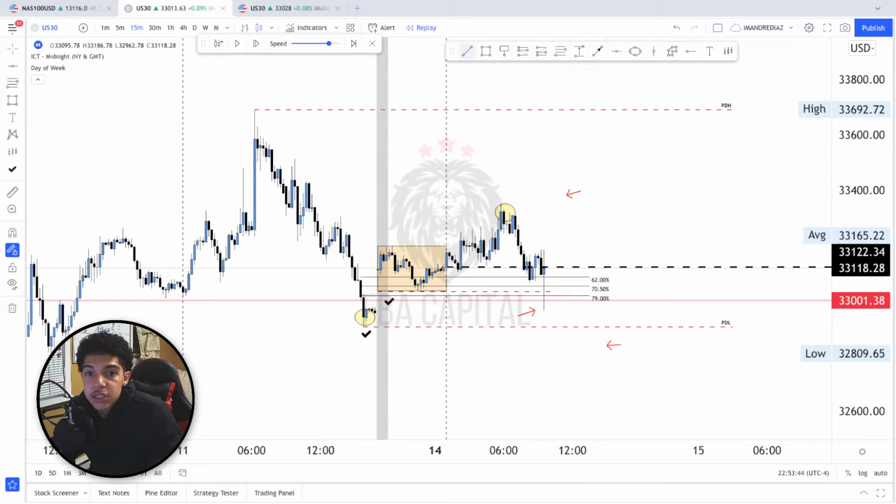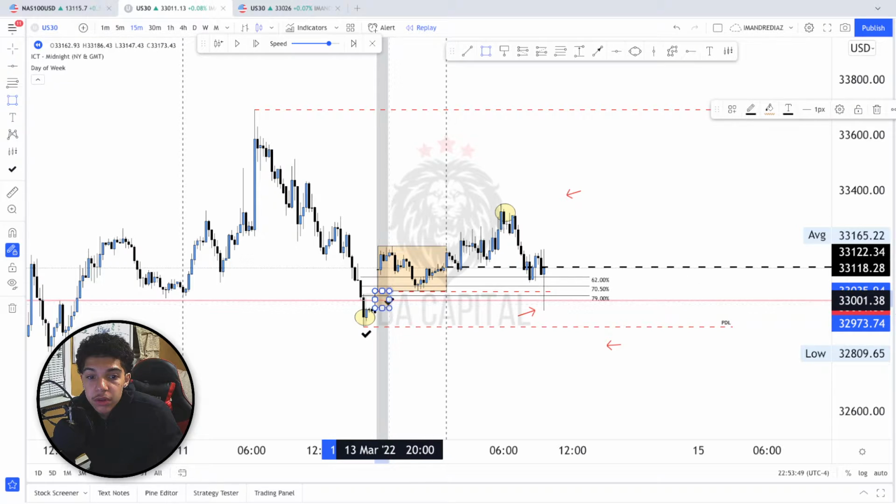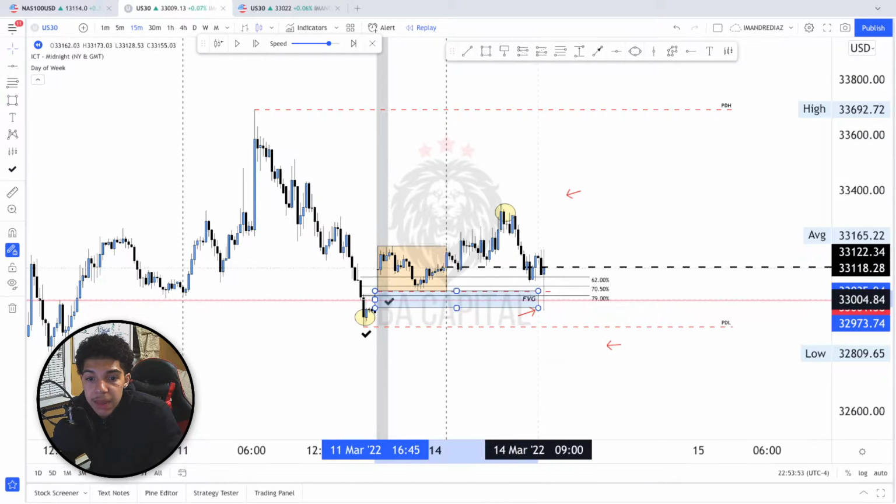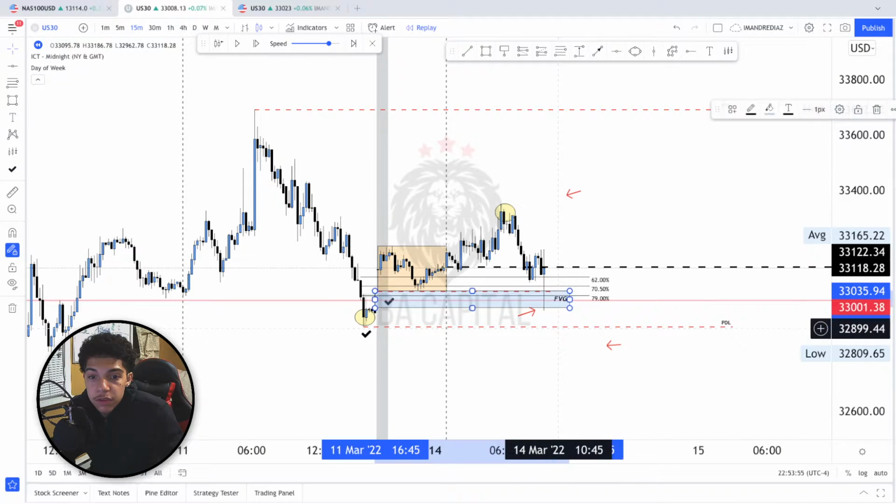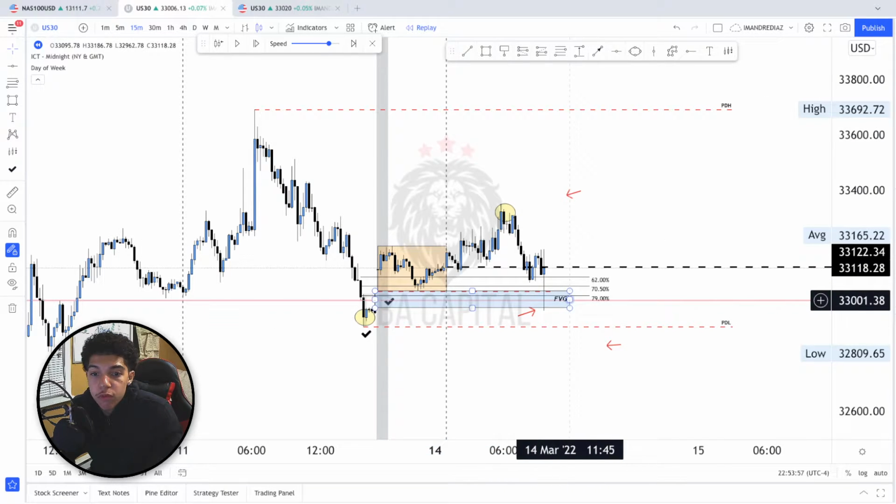Then the last confirmation I had was if you look at this gap. If I get this gap from there to there, I'm going to label it fair value gap. The gap was fully filled before price retraced. So that was our fourth confirmation that gave me the reason to believe that price was going to overall expand to the top side. So we're going to annotate all of these things.